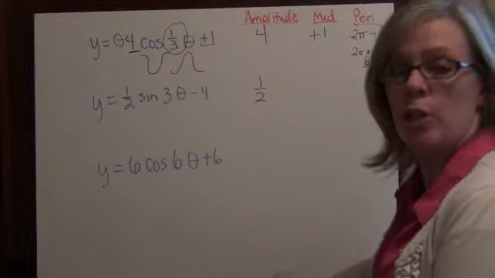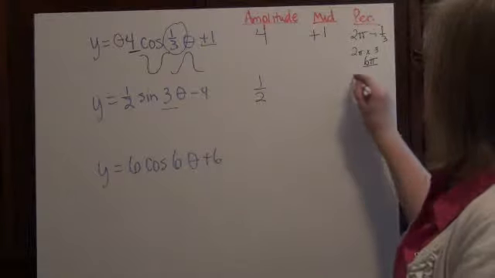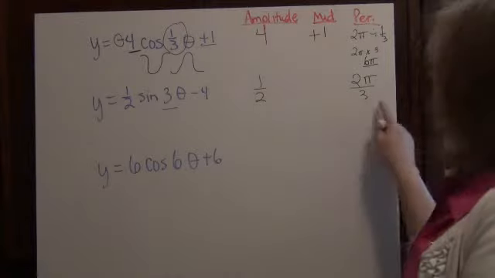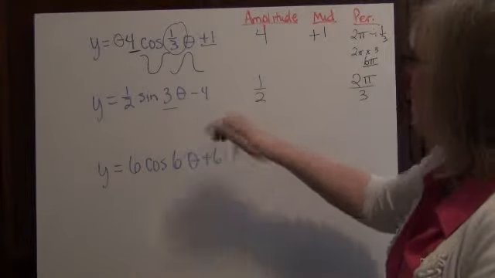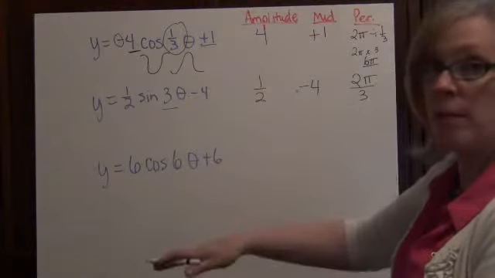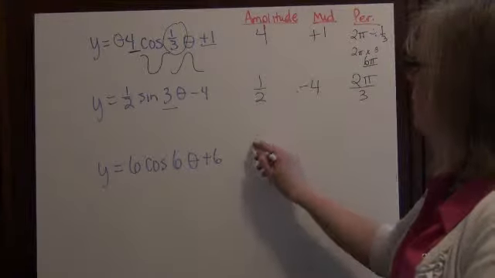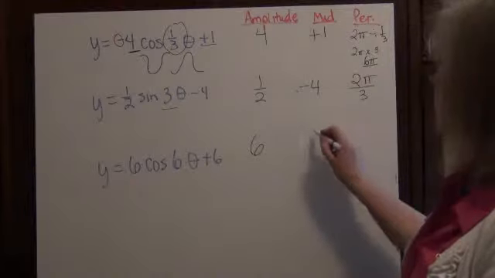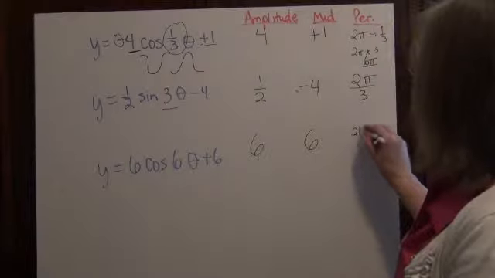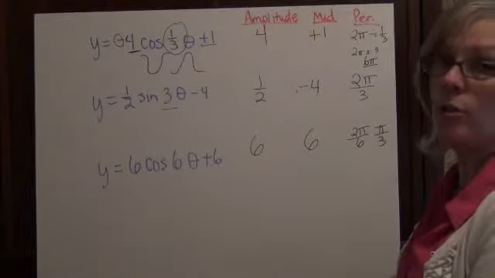Okay? Second one, what's the amplitude? Amplitude is the easiest because you can just look at it and see it. What's the period? Remember, the period is not 3. The period is 2 pi divided by 3. So this would be my period. And then -4 means my midline and my entire graph has moved down 4 spaces. And then the last one, what's the amplitude? What's the midline? And what's the period? Not 6. 2 pi divided by 6, or pi over 3, because we simplify fractions.